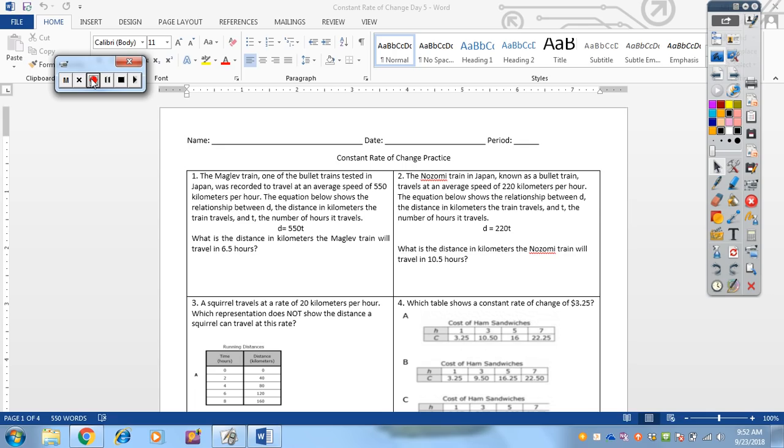So number 1 and number 2 are exactly alike. So if you can do number 1, you can do number 2. So I'll help you with number 1. If you get to number 2 and you're lost, go back and rewatch number 1.